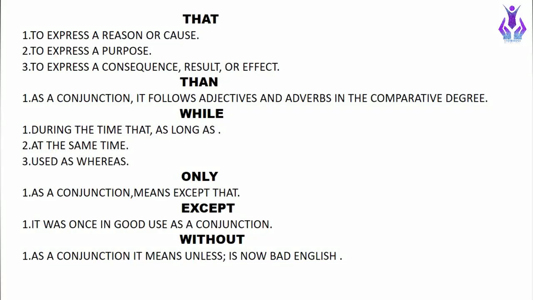The next one is than. Than as a conjunction follows an adjective or adverb in the comparative degree. Like we use than in the comparative degrees of certain adjectives and certain adverbs. For example, wisdom is better than rubies, or I see you oftener than I see him. So than is used in this manner.